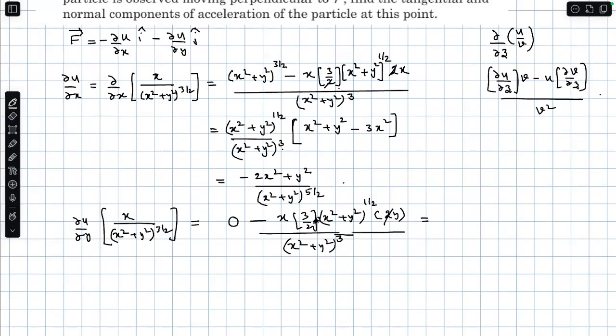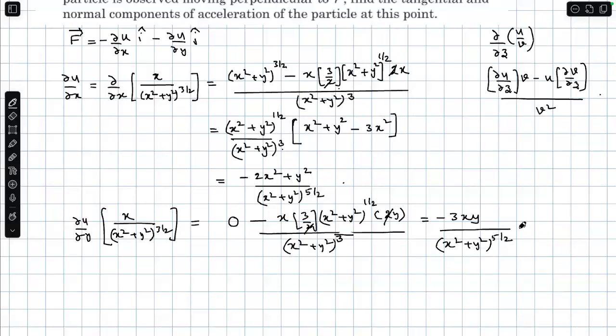Just you are looking at me. In fact, this can be written as -3xy. Done. Denominator same adjustment as what I have done previously, x² + y² whole power 5/2. Before I proceed further, give me a confirmation that whether I have done correct or not.